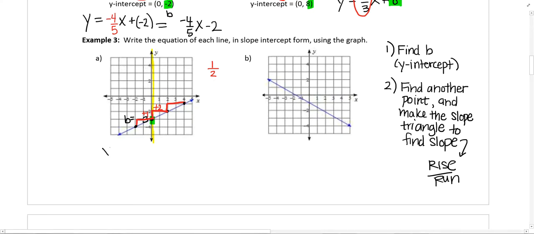Okay, so the equation of the line is going to be, we're going to plug in our m and our b. It's going to be 1/2 x, and then our y-intercept, sorry, we wrote over it, was -3. Okay, go ahead and try b.